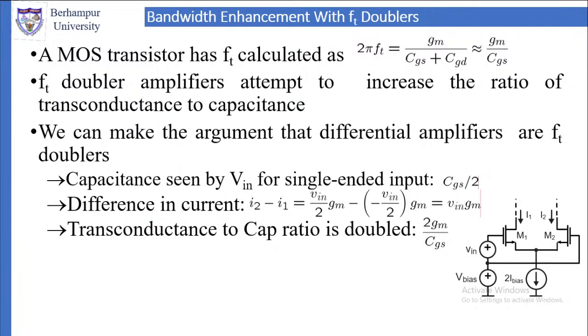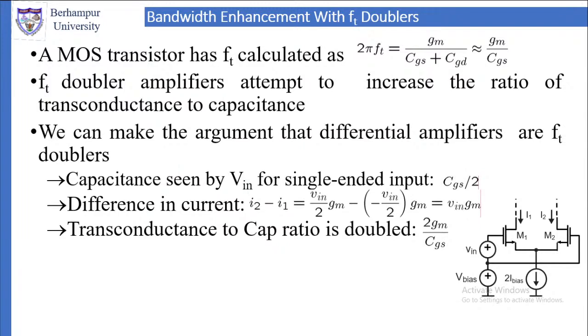Suppose we are using a MOS transistor and we want to find out what will be Ft. Omega T is equal to Gm by (CGS plus CGD). Gm is transconductance, you know. CGS is the capacitance between the gate and source, CGD between gate and drain.